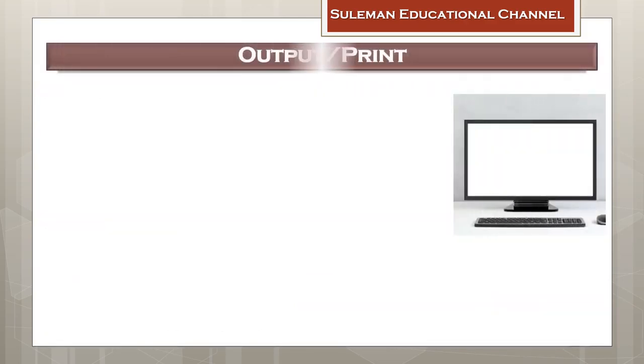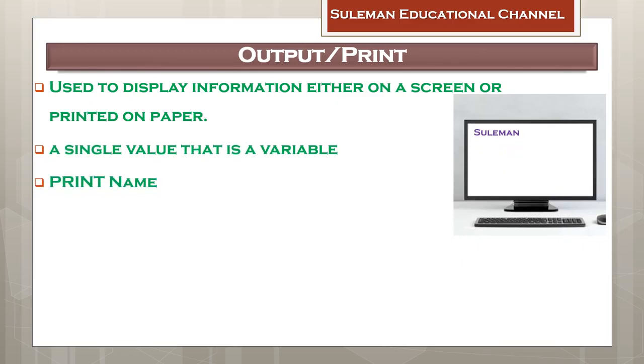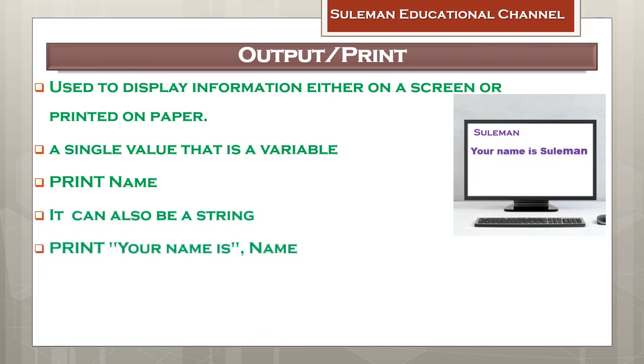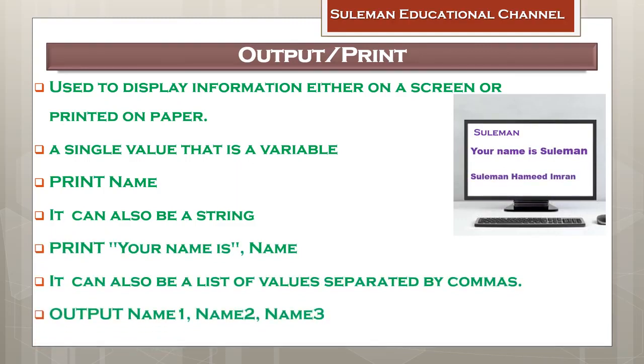Now in this part we will discuss how to write pseudocode for output statement. Output print is used to display information either on a screen or printed on paper. It is usually followed by a single value that is a variable. For example, print name. It can also be a single string. For example, print your name is name, or a list of values separated by commas. For example, output name1, name2, name3.